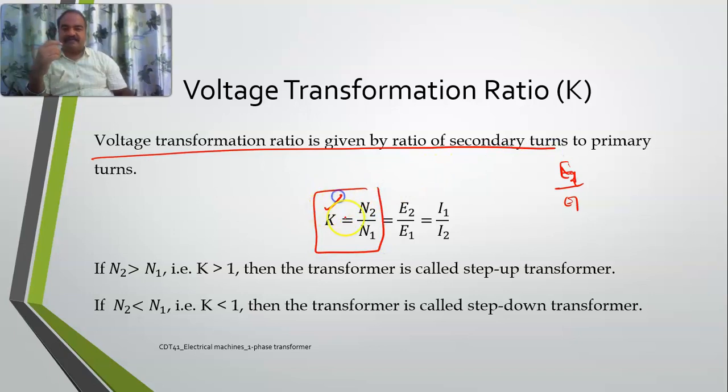You call it K, N2 by N1. It is equal to E2 by E1. But it is inversely proportional to current, I1 by I2. Try to remember this formula.